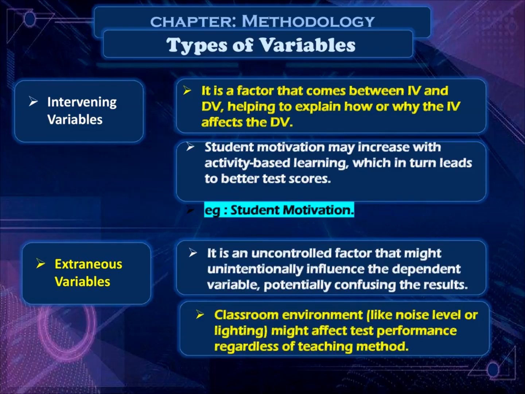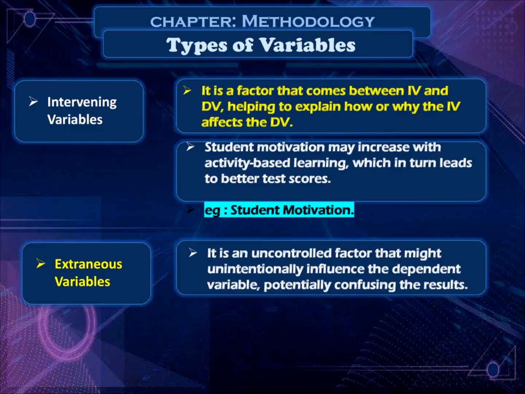So the example is classroom environment like noise level, lighting may affect the test performance regardless of teaching method. I've given this example several times: you have taught in a new method, you want to give a test and measure the performance, but on that day of the test someone suddenly comes on the street and uses a pneumatic drill and starts drilling a hole on the footpath. Huge noise, but there is no way you can control it. So then what happens? It's an extraneous variable which may affect the results of your study.